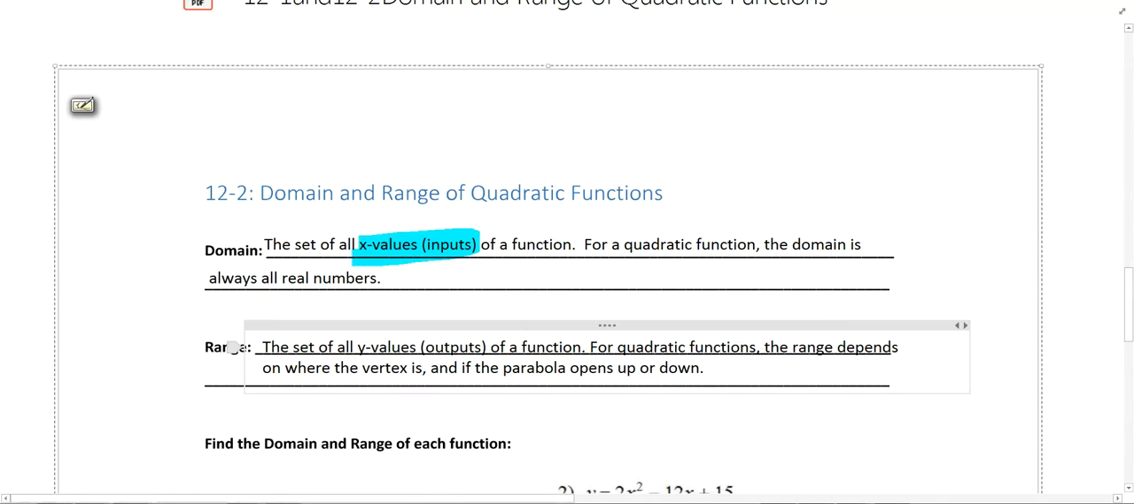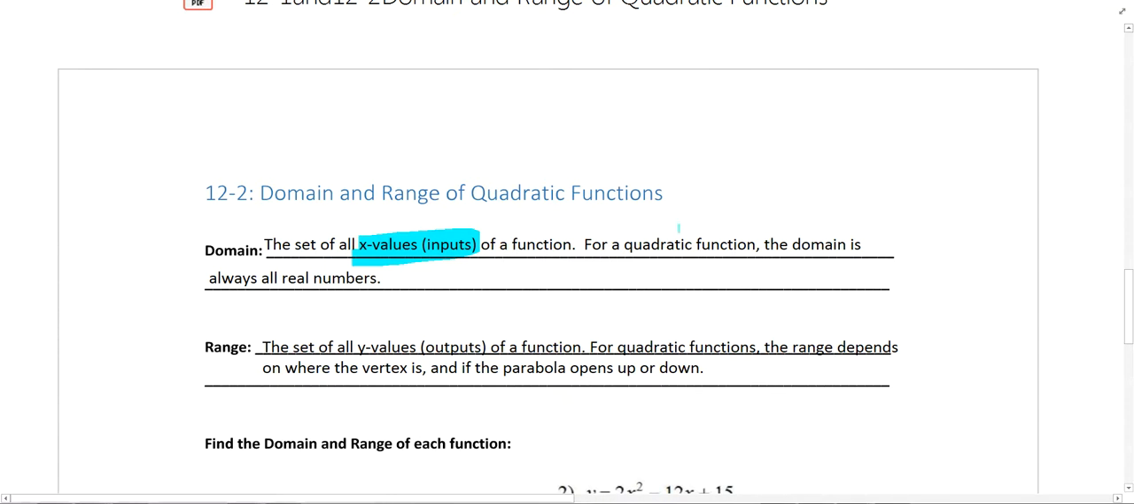So the domain for quadratic functions is conveniently always going to be all real numbers. In fact, that is true of any polynomial function. And since a quadratic function is a kind of polynomial function, it is always all real numbers. So that's it. Nothing's ever going to change with the domain for quadratic functions.